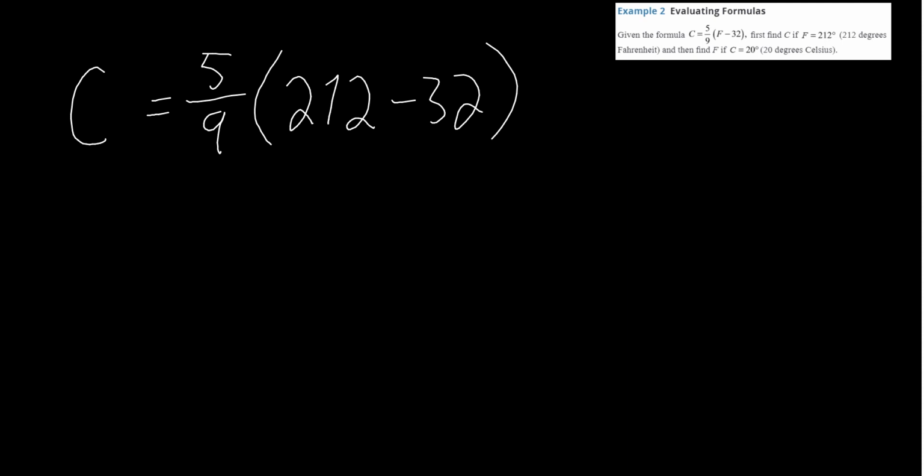180 times 5/9 is equal to 100. And of course, we knew that because that's the boiling point. But anyways, so that's just going to be equal to 100. So 212 degrees Fahrenheit is just equal to 100 degrees Celsius.